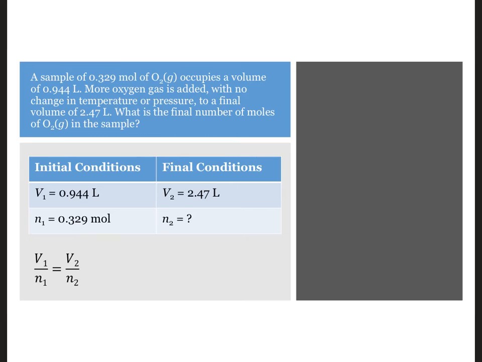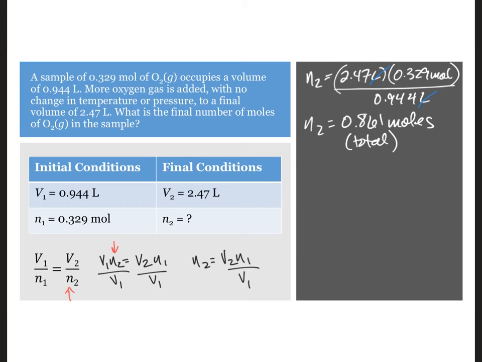Let's rearrange Avogadro's law to solve for N2 by cross-multiplying and dividing before we drop the values into the equation. Solving, we get N2 equals 2.47 liters times 0.329 moles divided by 0.944 liters equals 0.861 moles to three significant figures. That's the total number of moles of gas in the sample under the second set of conditions.